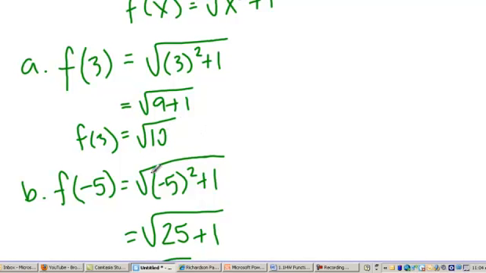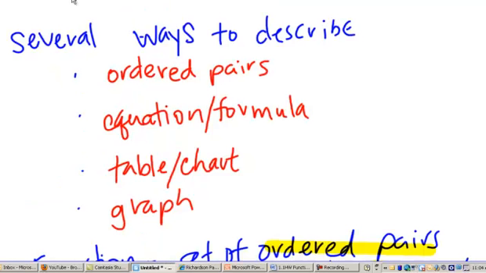The next one, we have a negative number. Biggest mistake, what do you think? Is not putting it in parentheses. So people forget the square of negative 5 is positive 25. I don't know why my pen is being funny. Okay.